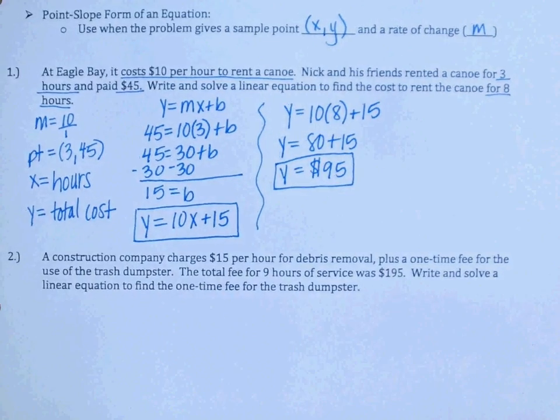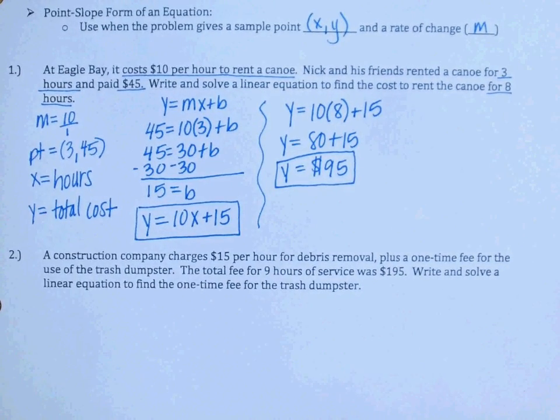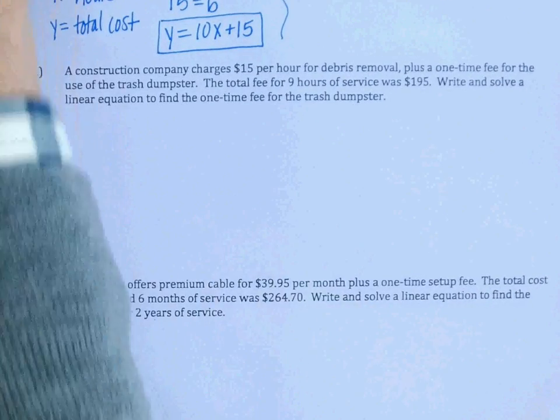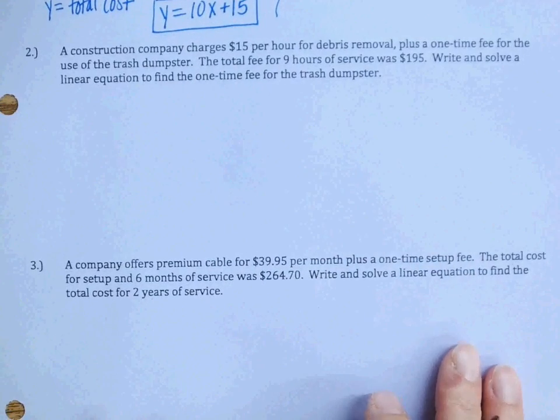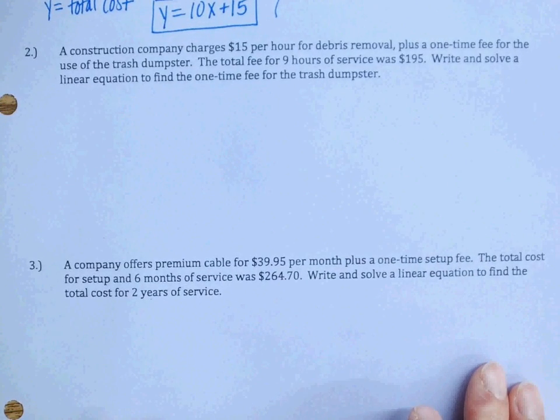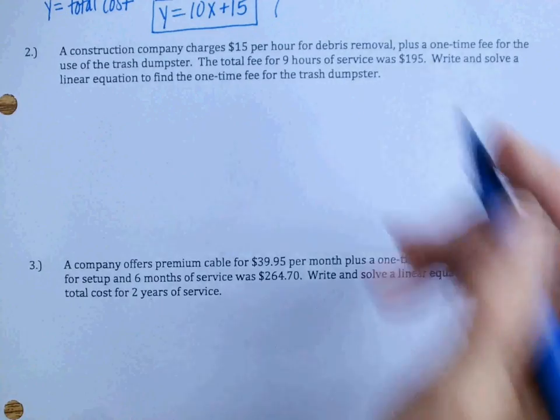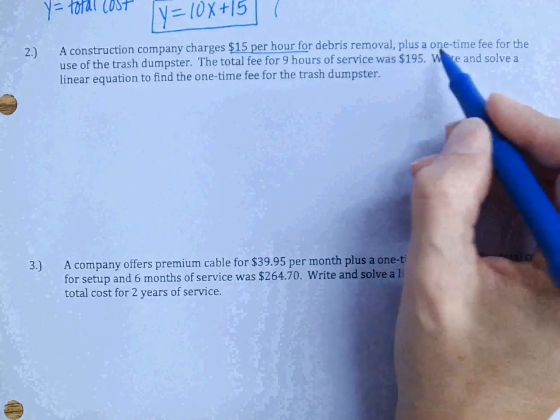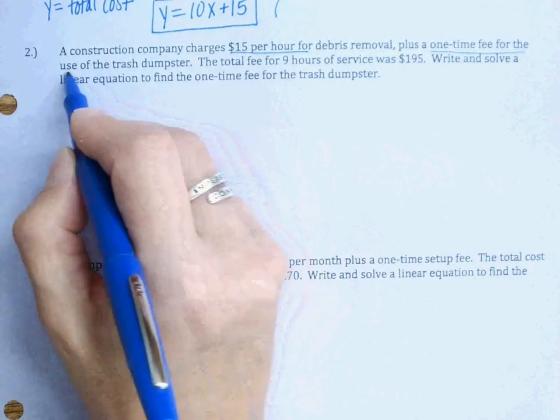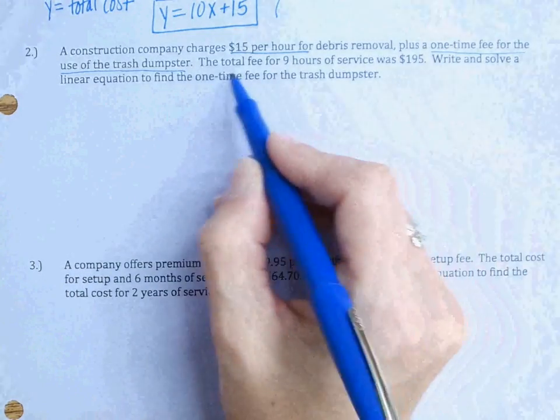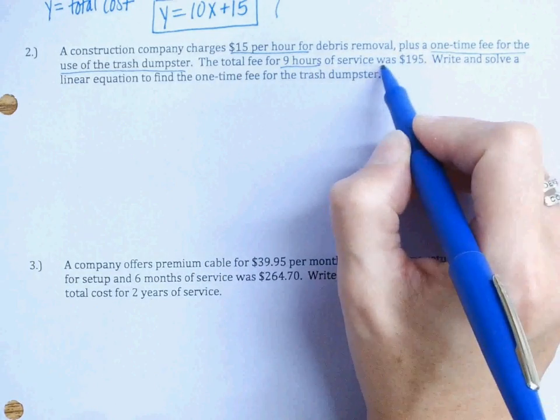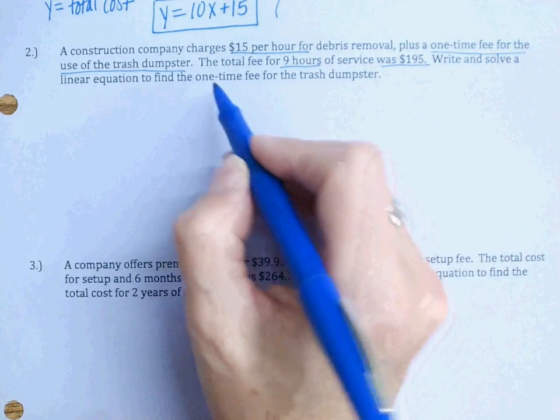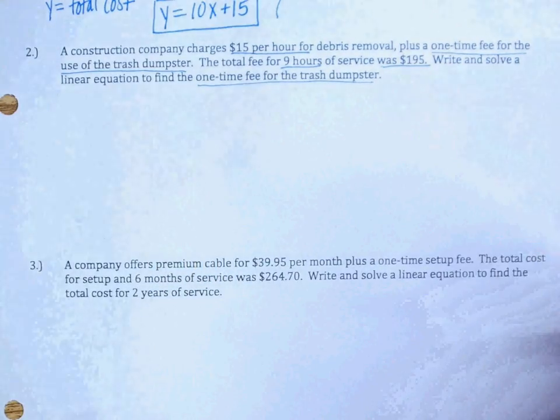Okay. So that's it for example number 1. Let's move on to example number 2. For example number 2, we have a construction company that charges $15 per hour for debris removal plus a one-time fee. Here, let me underline this. This is $15 per hour for debris removal plus a one-time fee for the use of the trash dumpster. The total fee for 9 hours of service was $195. We're going to write and solve a linear equation to find the one-time fee for the trash dumpster.